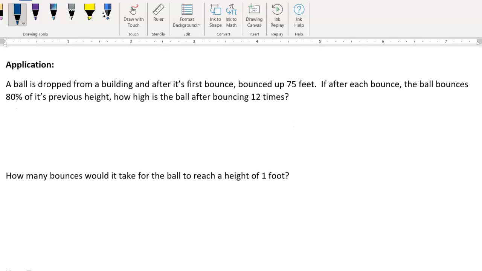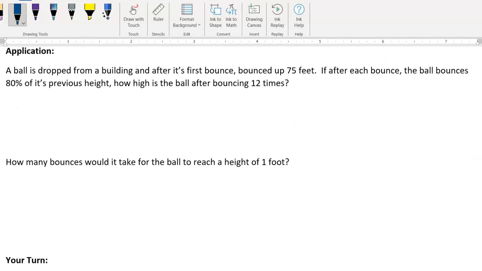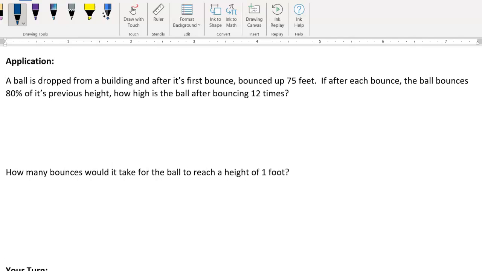All right, well, let's look at some story problems where these would apply. So here it says a ball is dropped from a building, and after its first bounce, it bounced up 75 feet. If after each bounce, the ball bounces 80% of its previous height, how high is the ball after bouncing 12 times? All right, so after its first bounce, so this would be the first term, would be 75.